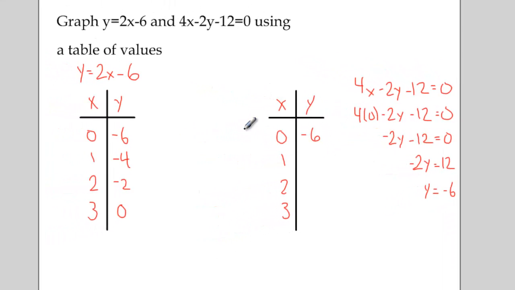And already you should notice that the work we had to do in the first equation and the work we're doing for the second equation is a lot more involved. So right away we can notice that it's easier to graph equations of lines when they're in y equals mx plus b form. So let's stop this example. We're not going to graph this anymore.